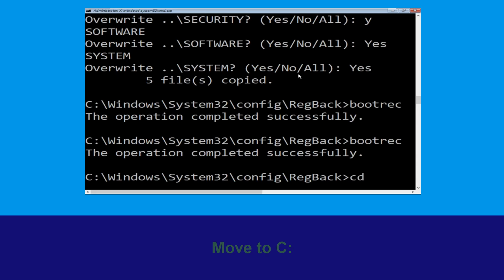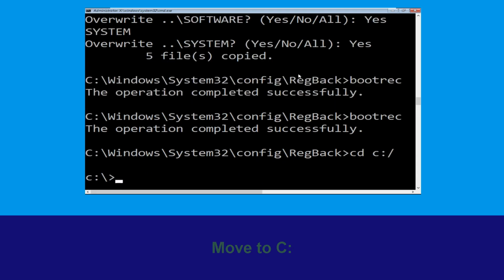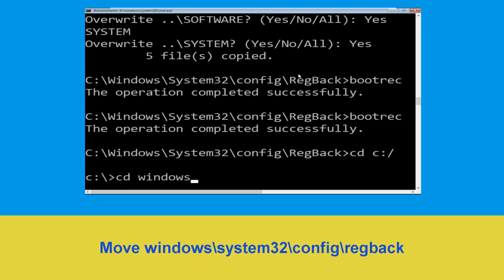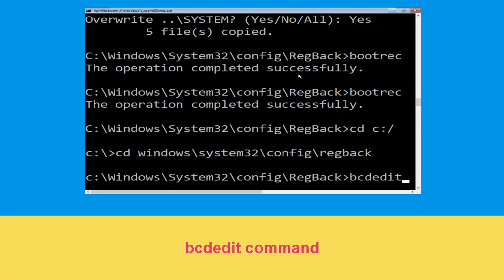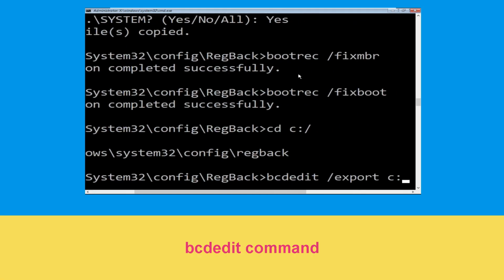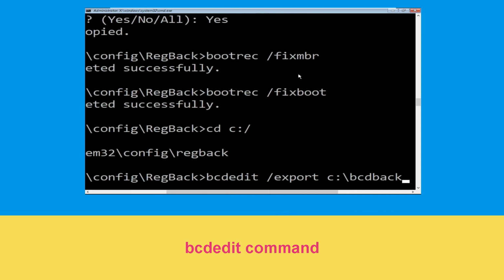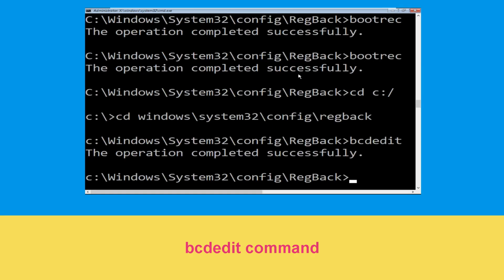Now type in cd space c:/ and simply hit enter to execute the command. Now type this command cd space Windows /system32 /config /regback and simply hit enter to execute the command. Type bcdedit space /export space c:/ bcdbackup and simply hit enter to execute this command.